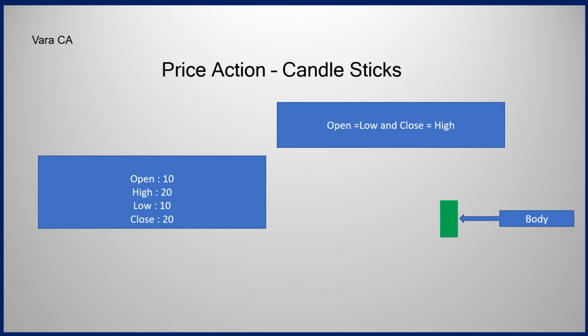Okay, look at another example. Open is equal to low and close is equal to high. So high and close get plotted here, open and low get plotted here, and there are no wicks. You see only a green body.